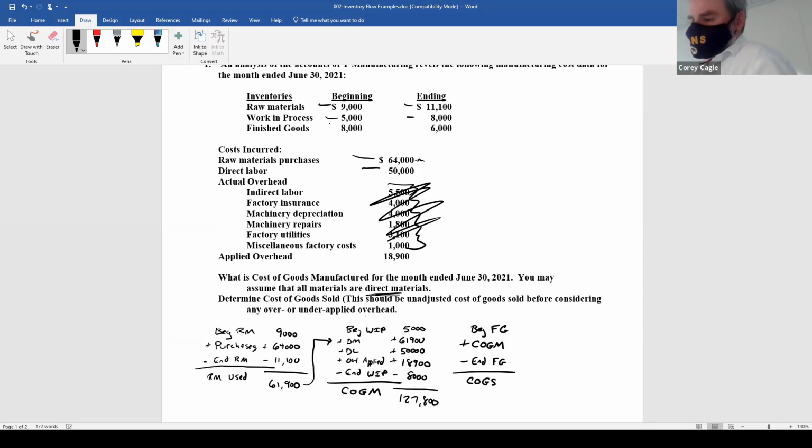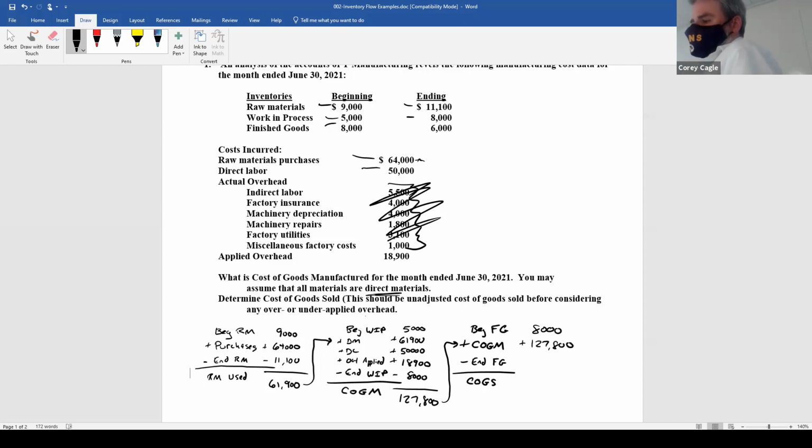We need that if they ask us to compute cost of goods sold, because that's part of that formula, right? Well, we've answered the first question now. Cost of goods manufactured is 127,800. Now they're asking us cost of goods sold, beginning finished goods, 8,000. We added another 127,800 to finished goods.